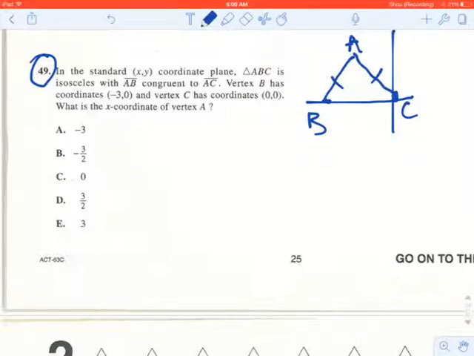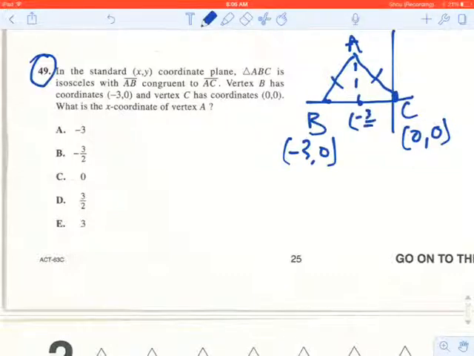Well, because it's an isosceles triangle, if we drop this down, this will be halfway between B and C. And if this is at 0, 0, and this is -3, 0, then this will have to be at -3 halves, 0. So we'll go with B, -3 halves for the x-coordinate of vertex A.